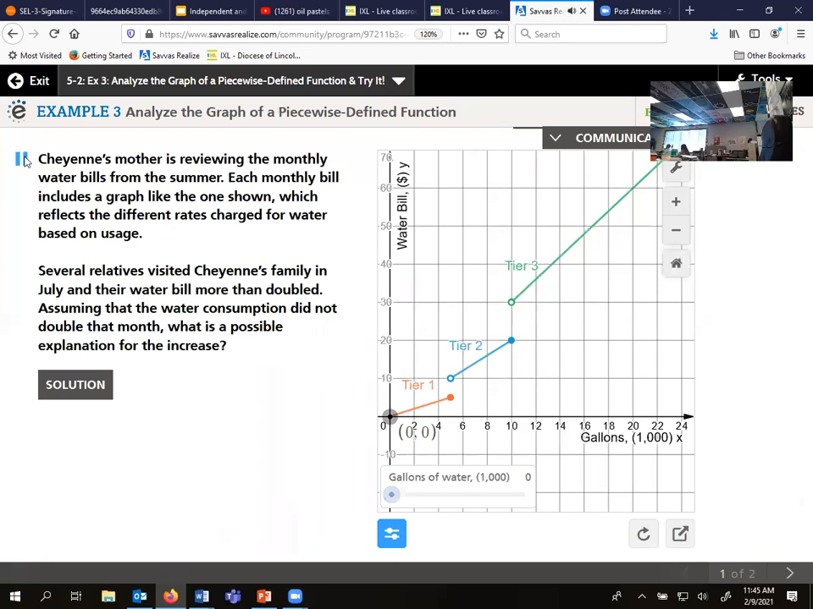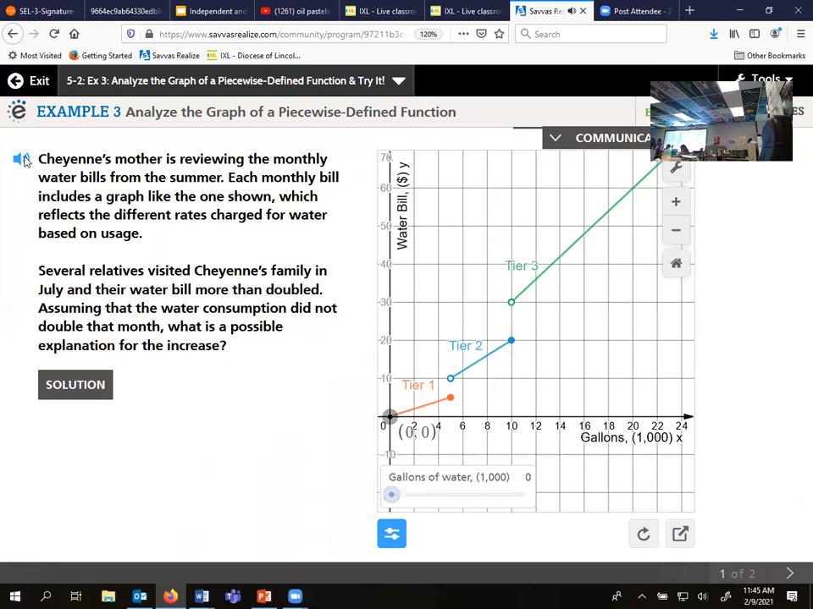Cheyenne's mother is reviewing the monthly water bills from the summer. Each monthly bill includes a graph like the one shown, which reflects the different rates charged for water based on usage. Several relatives visited Cheyenne's family in July, and their water bill more than doubled. Assuming that the water consumption did not double that month, what is a possible explanation for the increase?